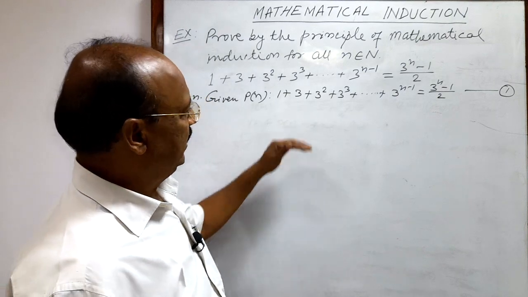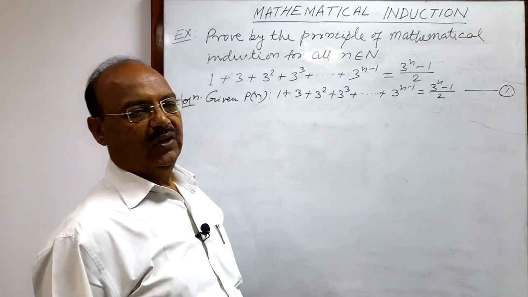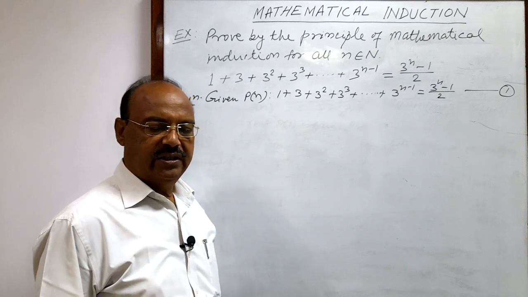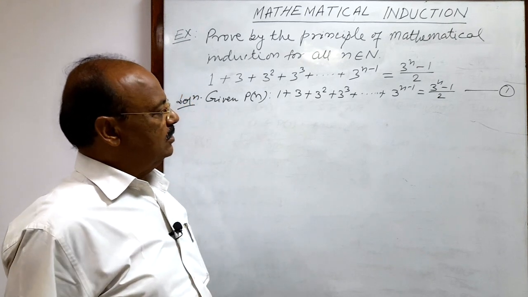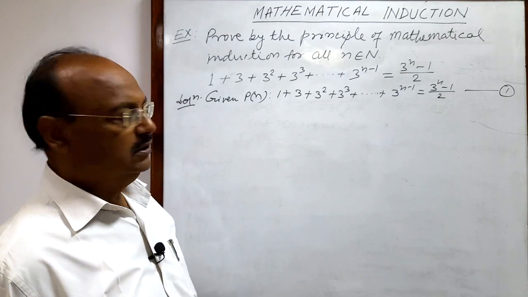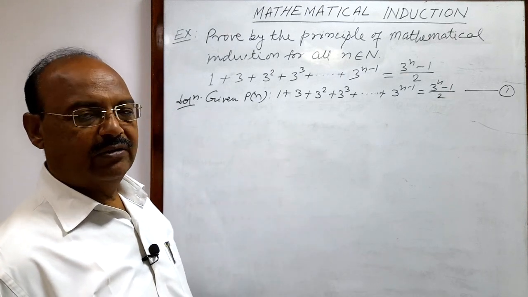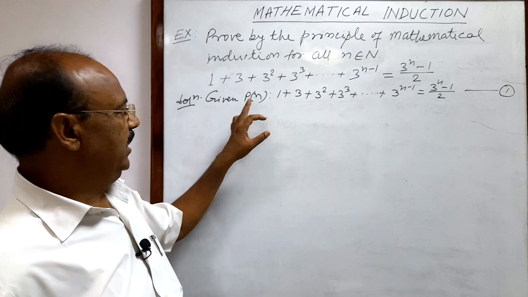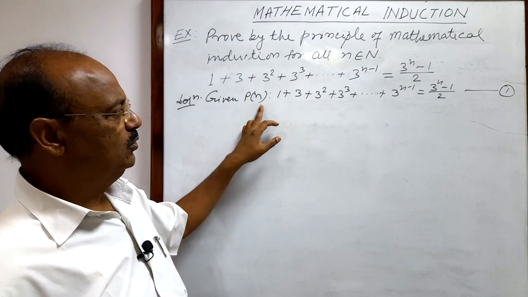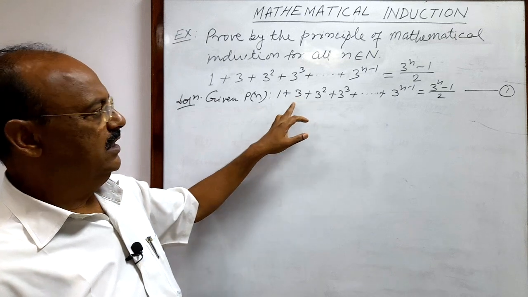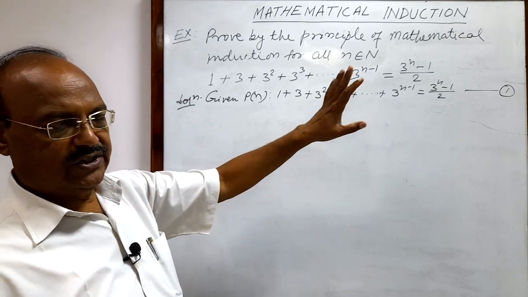So you know how we can prove it. We have done so many questions of the same pattern in previous videos. First of all we have to show that P1 is true. That will be our first step. We will put n is equal to 1, so we will get P1, and we have to show that P1 is true, meaning LHS will be equal to RHS.